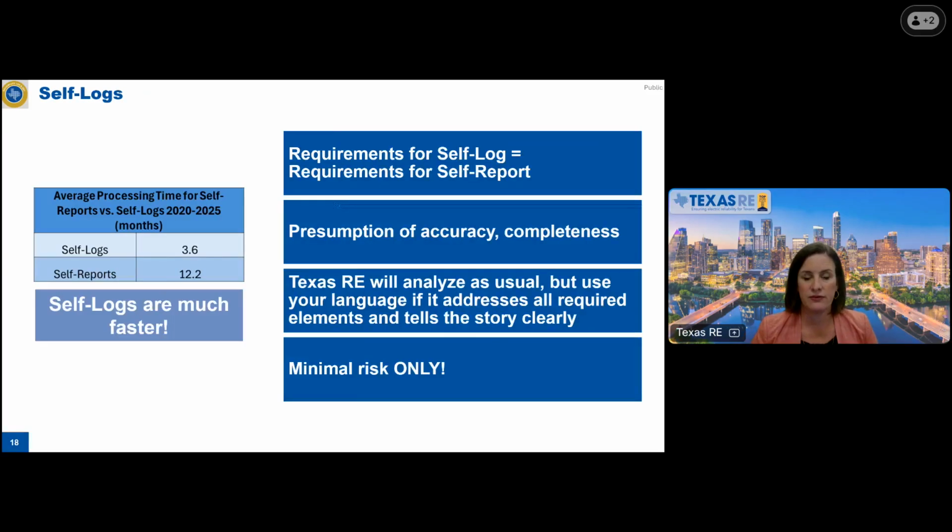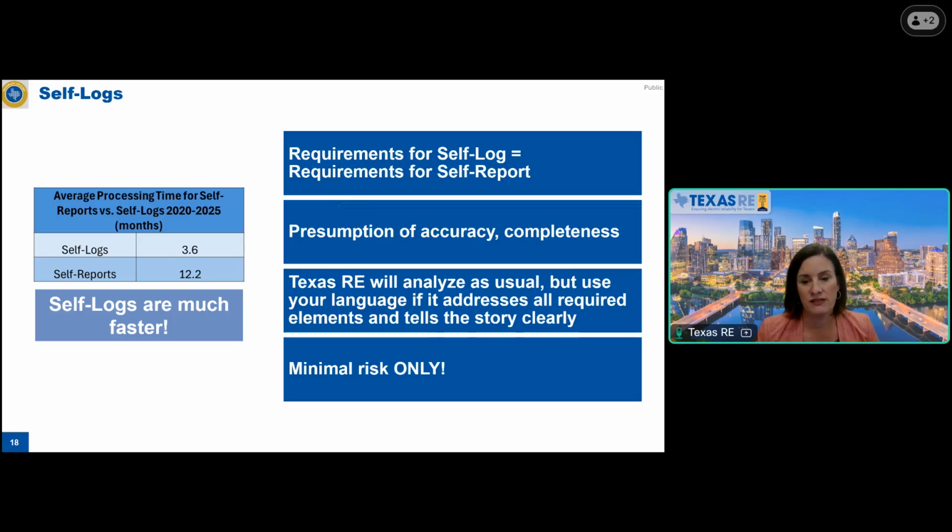Okay, so I told you we were going to talk a little bit about self-logging. Self-logging is a program within the self-reporting realm. What we do with self-logs is essentially you apply to be part of the program, and we review your history and what we know about you here at Texas RE. What we are trying to decide is if we can presume the accuracy and completeness of your self-reports.